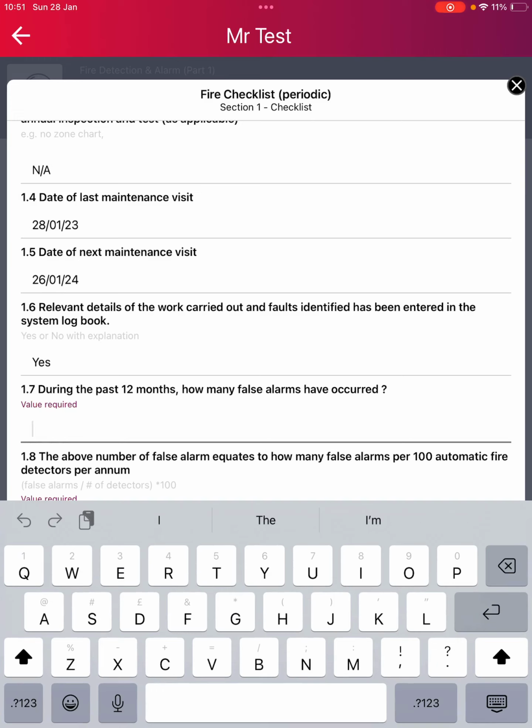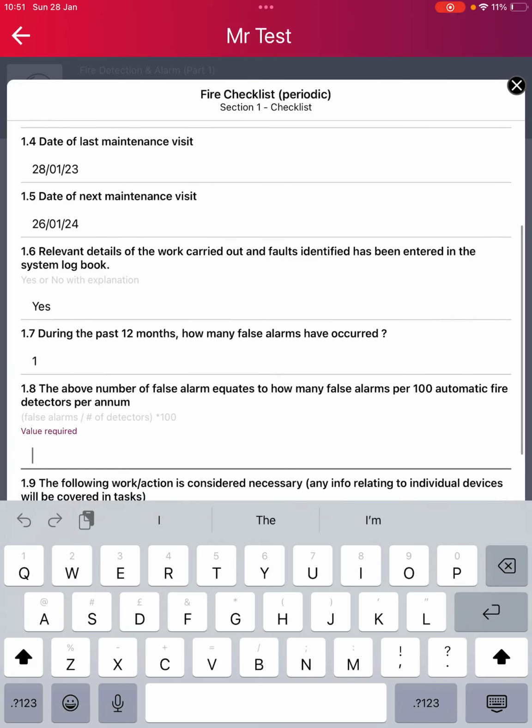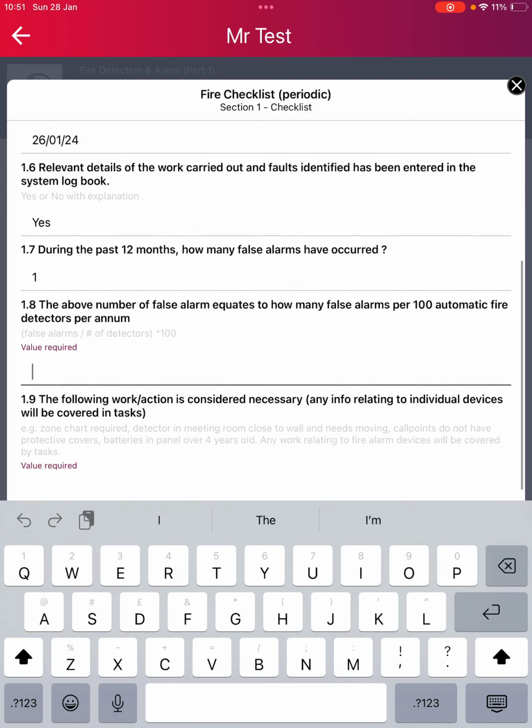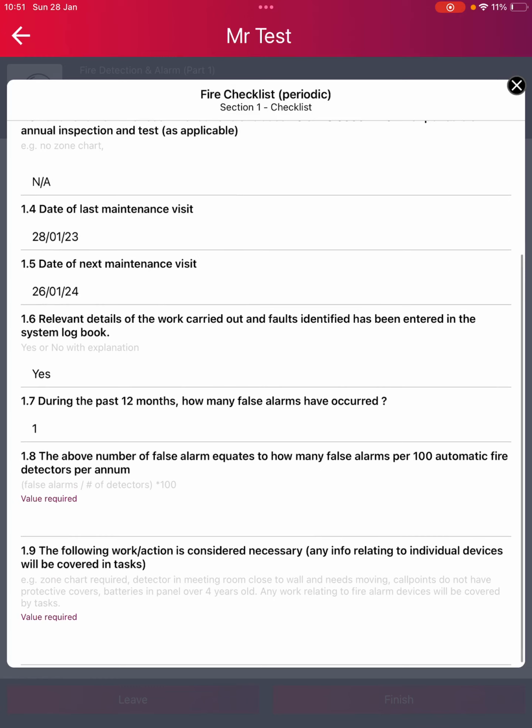So during the past 12 months, how many false alarms have occurred? So let's say one. The logbook should include all false alarms, also any work that's happened on the fire alarm, as well as the user testing. It also needs to include all professional tests, including the one that we're doing right now. So make sure that when you see the logbook, because you've got to inspect the logbook on the day, they've got this test in as well, or you put it in for them. That's not usually what happens.